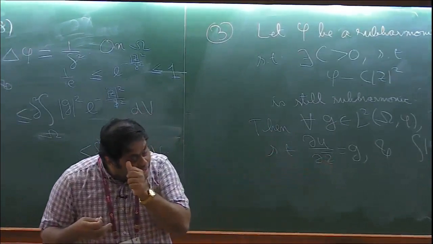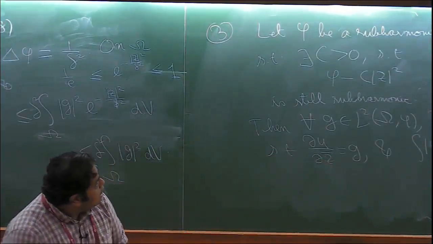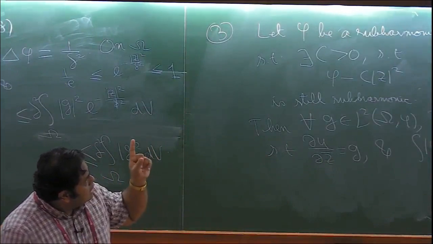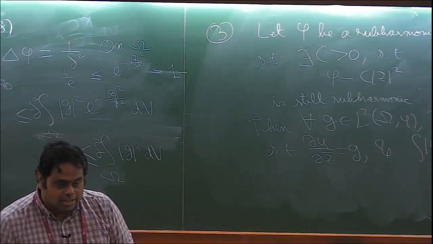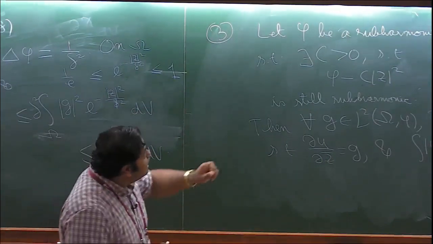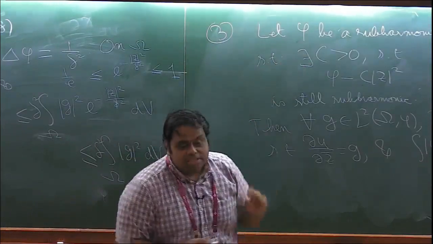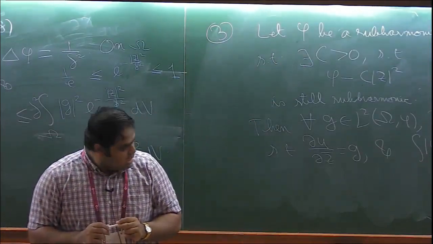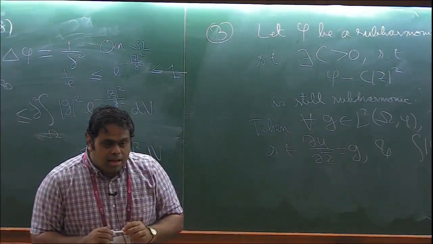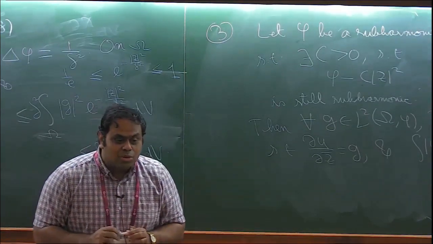Therefore, the smoothness of the weight phi is not really important, so that can be relaxed, at least in this case, when smoothing out the subharmonic function is not a problem. I think with that, I will stop, and next day, we will have a crash course on SCV.